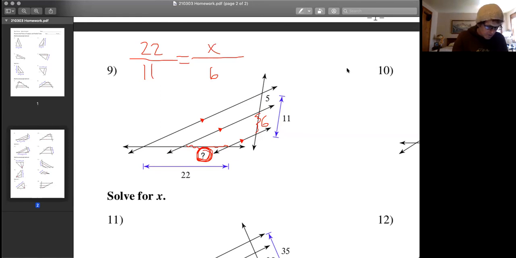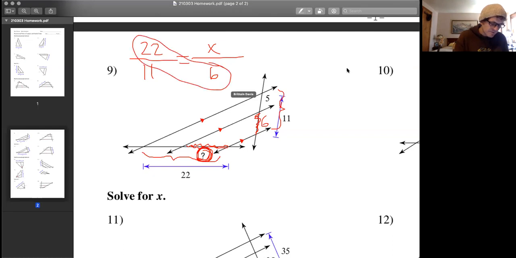So 22 over 11 equals x over 6. And at that point, it's just a pretty straightforward proportion. We go through and solve it. We can do that. So if I multiply this out, I get, let's see, what do we get?